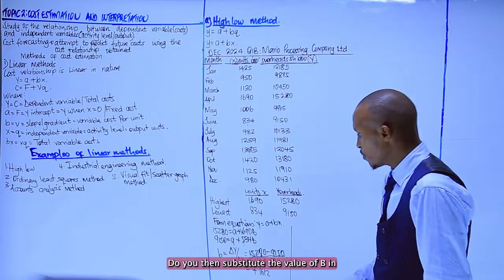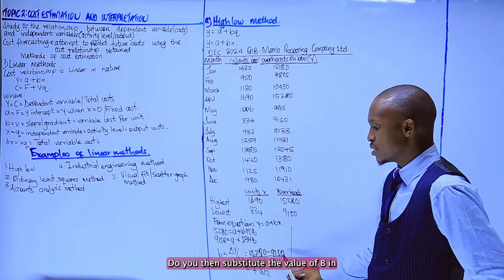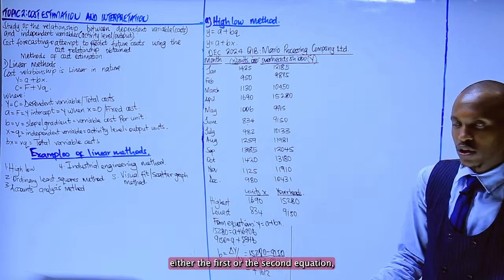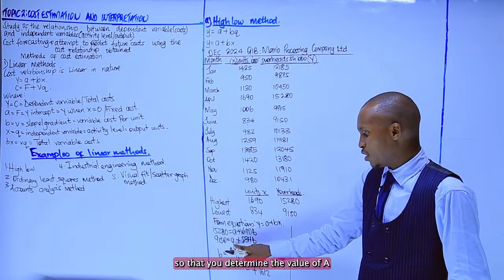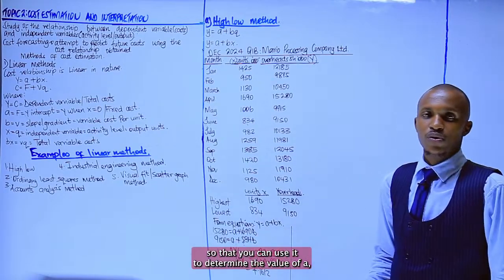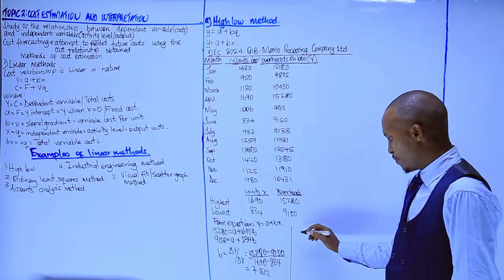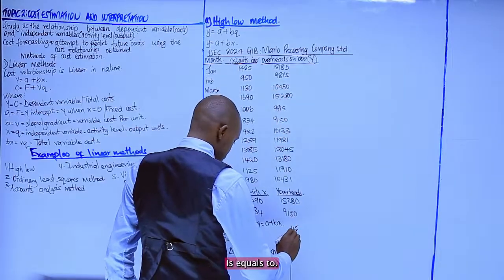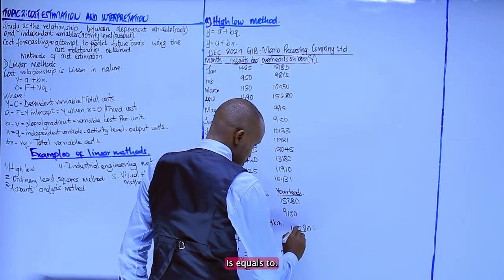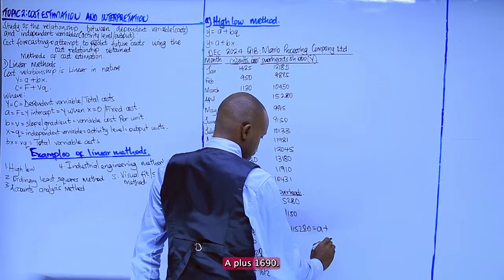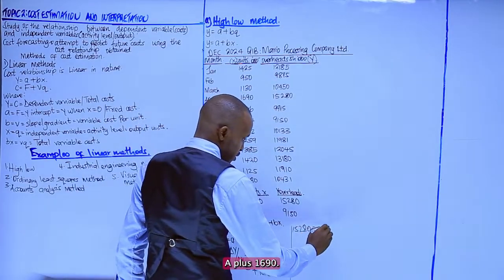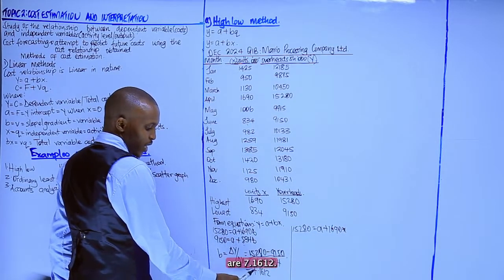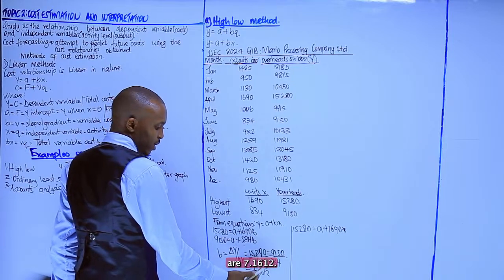Then once that is said and done, what do you then do? You then substitute the value of b in either the first or the second equation so that you can determine the value of a. Say 15,280 is equals to a plus 1690, but the value of b we've just obtained as 7.1612.